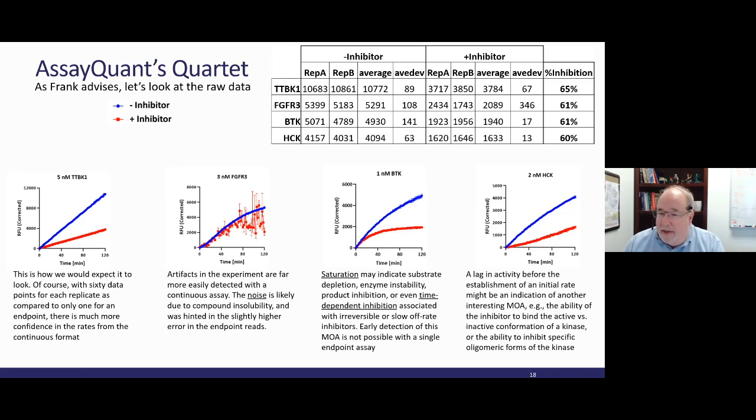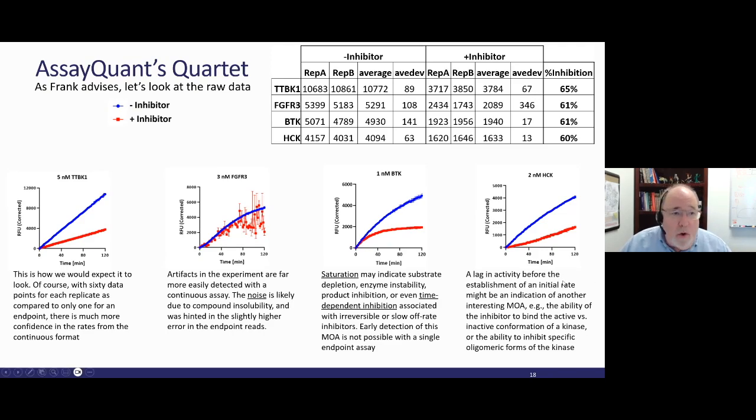We have some hypotheses. It could be related to the ability of the compound to bind to the active versus the inactive forms of the enzyme. It could also be related to the ability of the kinase to bind to different oligomeric states of the enzyme.